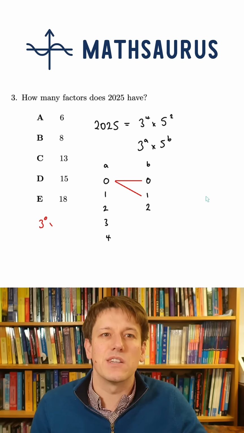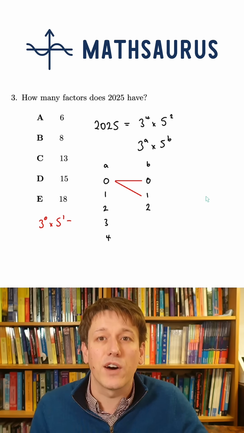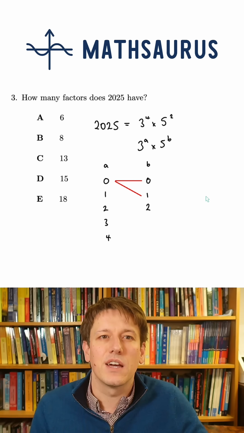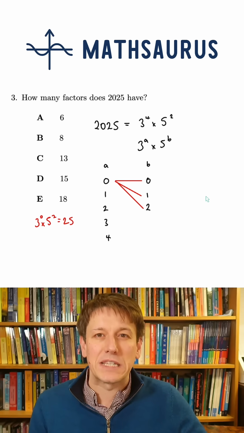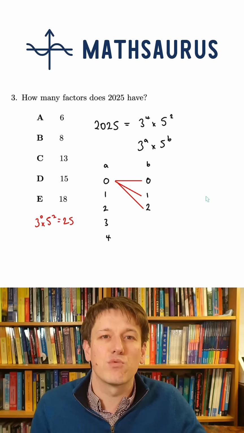I could do a is 0 and b is 1, that's 3 to the 0 times 5 to the 1, that would just give me 5 there. If I did 3 to the 0 times 5 squared, that gives me 25, and so on. Now, the idea is that you wouldn't really write all of these out. I'm just trying to explain how it works to you, because this gives us a really efficient method, right?